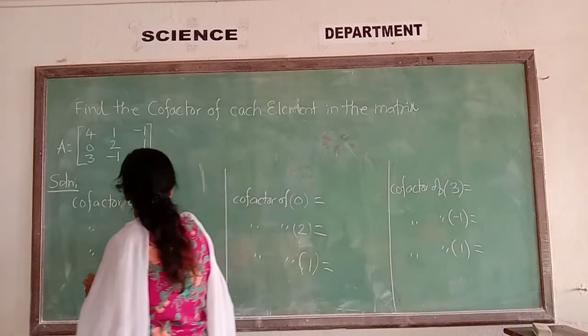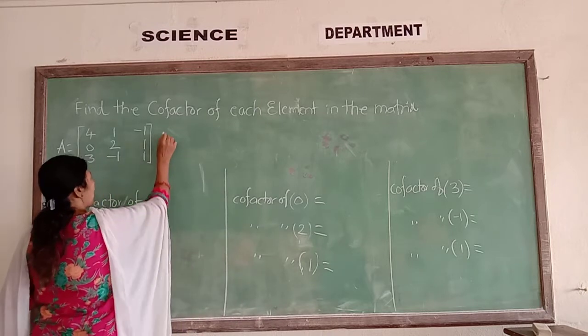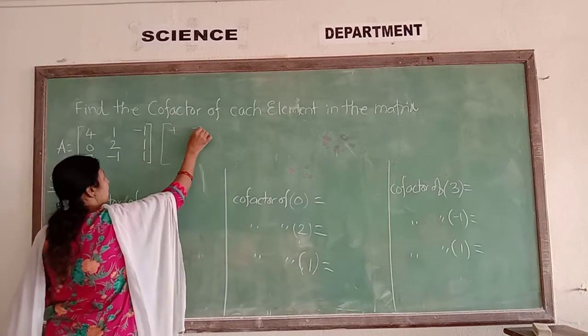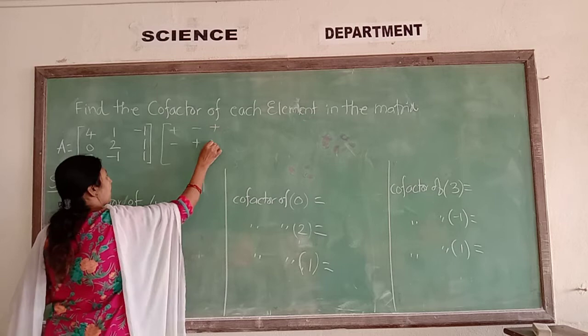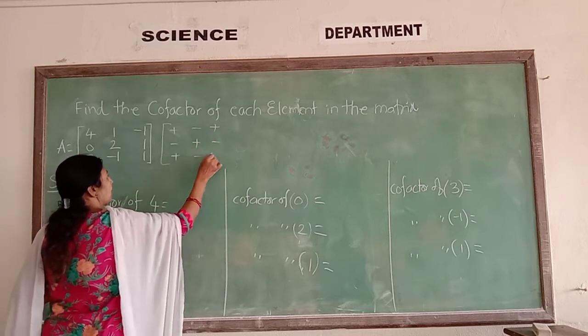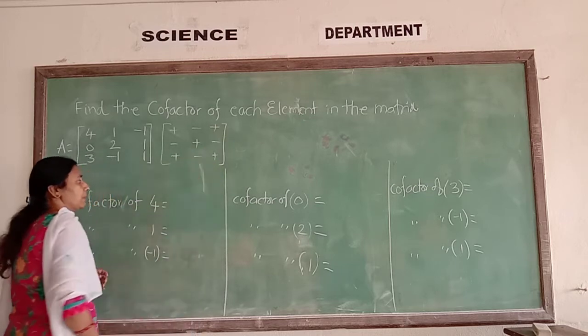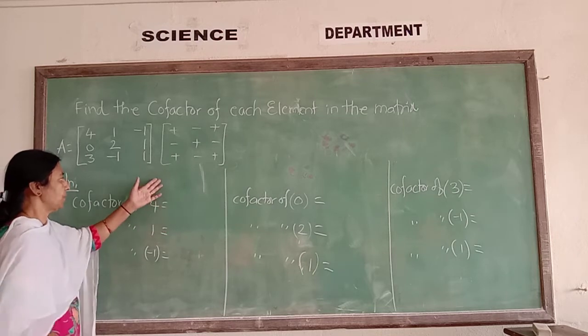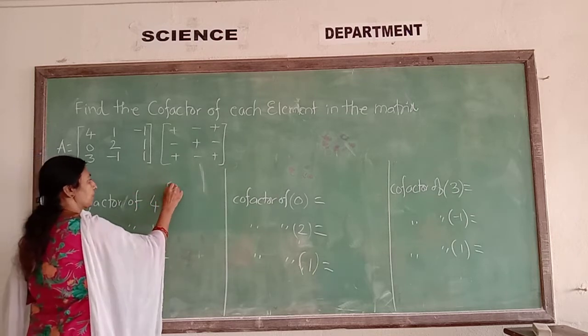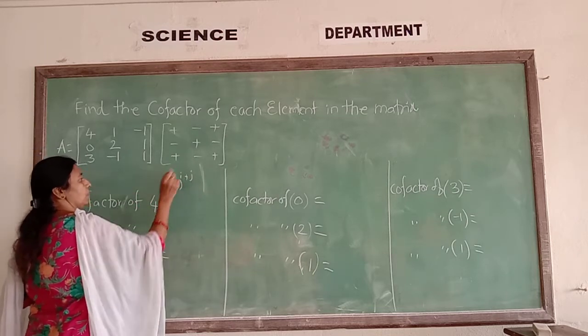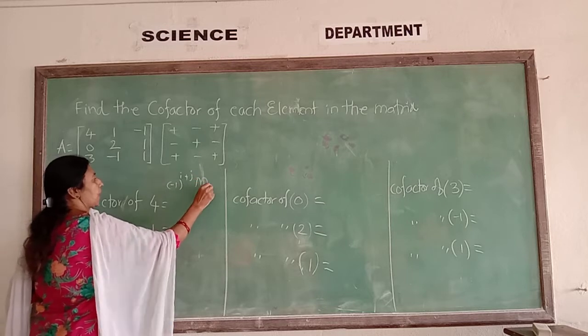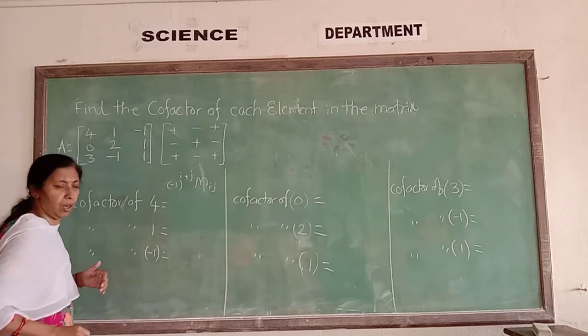Then what is the cofactor formula? Directly you can use plus, minus, plus, minus, plus, minus, plus, minus, plus. It is a ready-made pattern. You can apply it directly also, but each time you can write -1 to the power i plus k formula into Mij. This formula we have to apply.